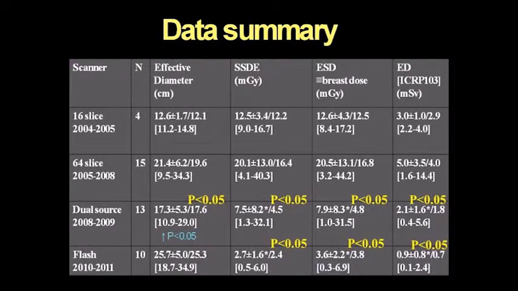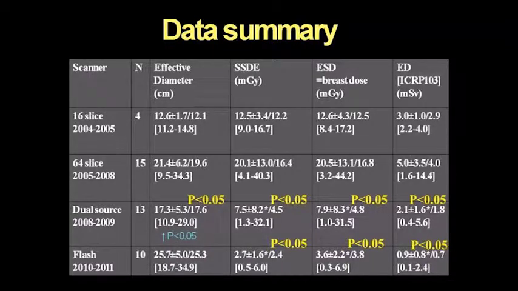And this is a data summary of all our dose measurements, and the details are not that important. It's important that each step of technology that we went up, the dose values were significantly lower than the step before. So the technology keeps improving, as you can see here. From 64 slice to dual source, from dual source to flash scanning, significant decreases in all the dose parameters that are measured and tabulated.